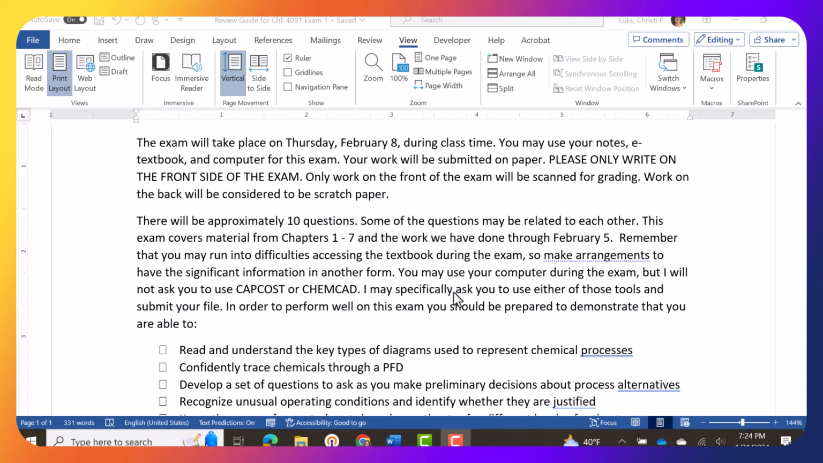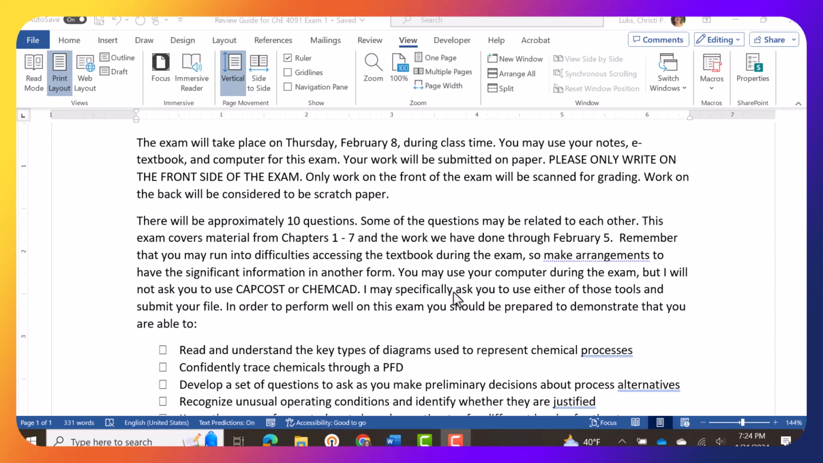Sometimes people run into problems with the book if you don't have it downloaded to your machine during the exam. So I would make sure that those really important things out of the book you have available to you in some other form. Of course, because we have an e-textbook, that means I need to let you use the computer during the exam, but we will not, for this exam, be using either CapCost or ChemCAD.